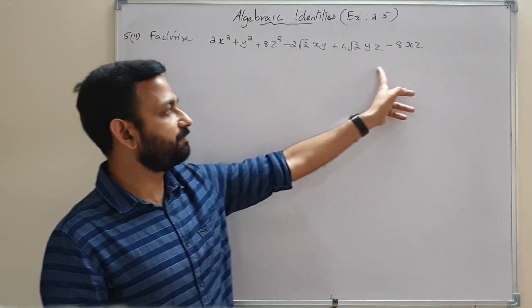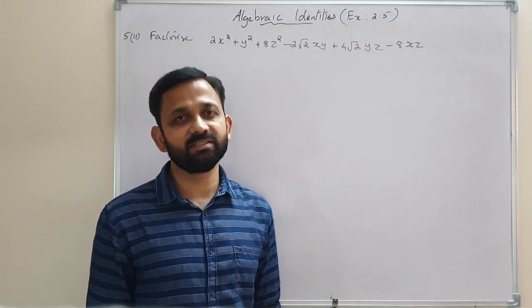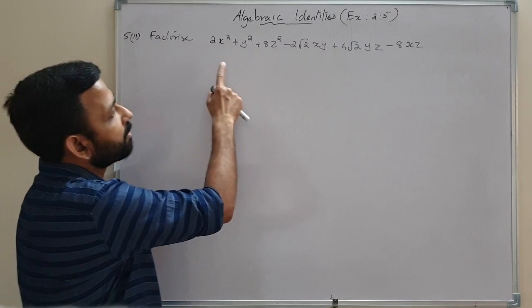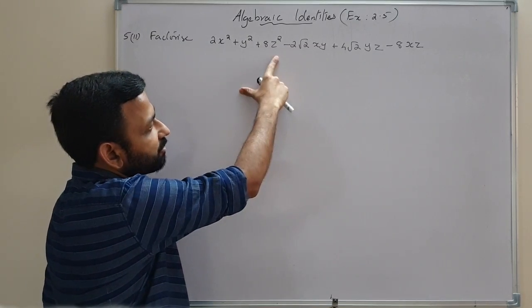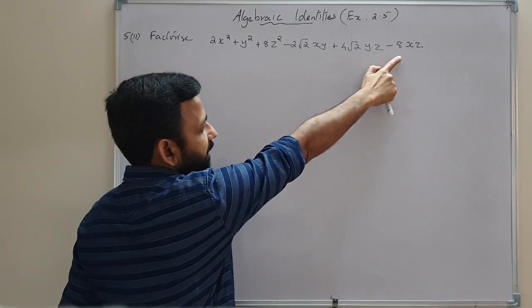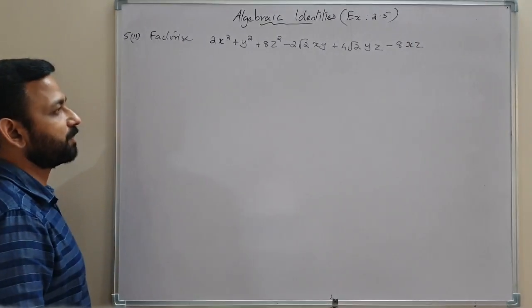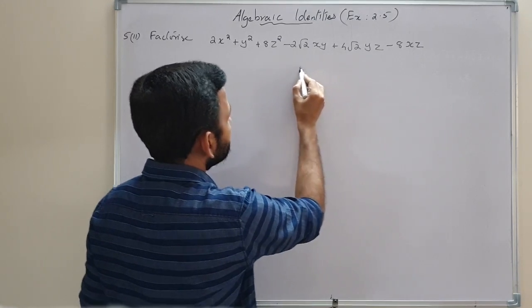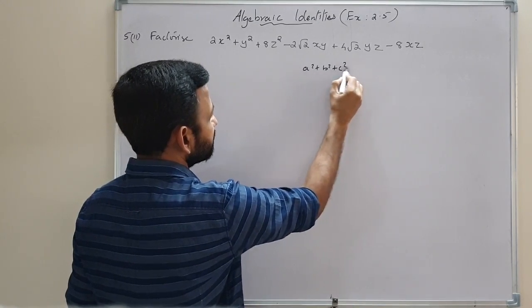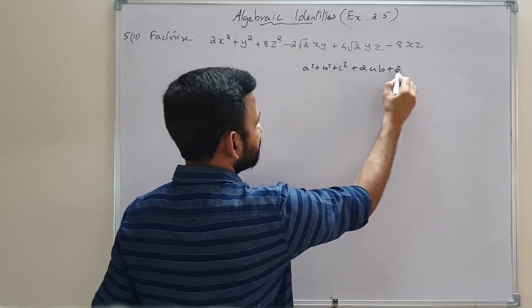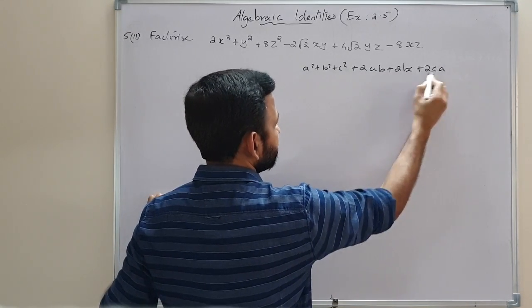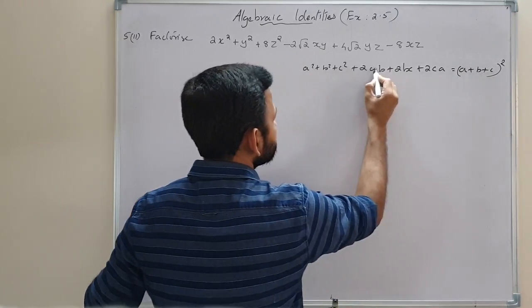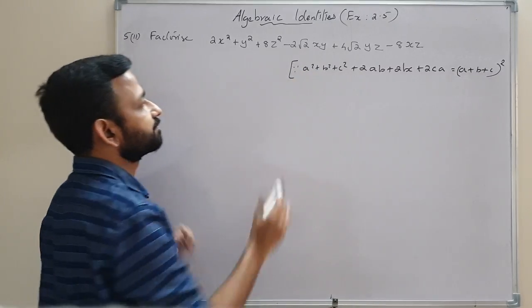So, from this question, we need to find the identity which we are using here. The given question is in the form of a square plus b square plus c square plus 2ab plus 2bc plus 2ca. So, the corresponding identity is a square plus b square plus c square plus 2ab plus 2bc plus 2ca equal to (a plus b plus c) whole square. So we are going to use this identity.